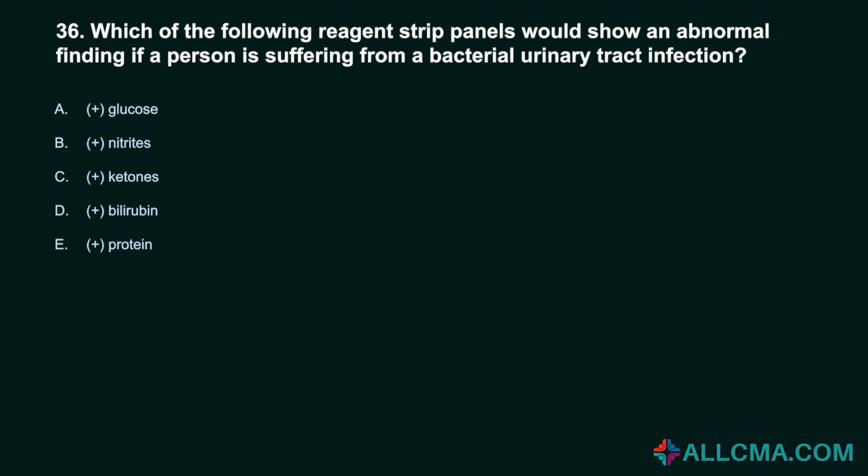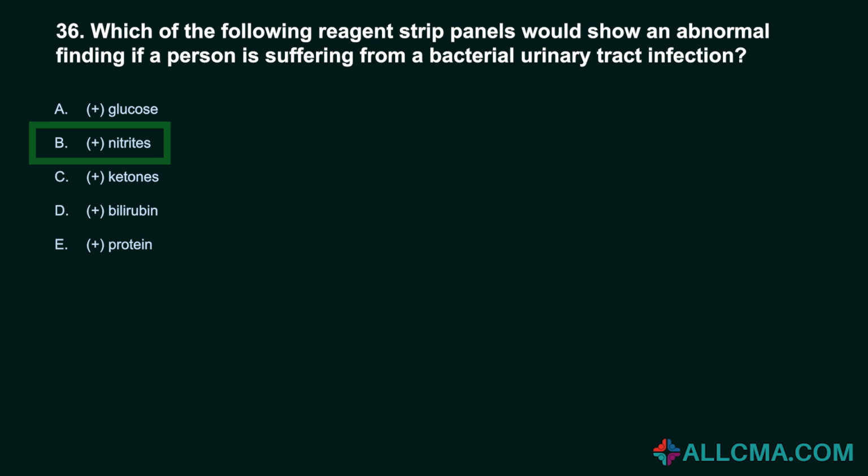36. Which of the following reagent strip panels would show an abnormal finding if a person is suffering from a bacterial urinary tract infection? A. Plus glucose. B. Plus nitrites. C. Plus ketones. D. Plus bilirubin. E. Plus protein. Correct answer: B.